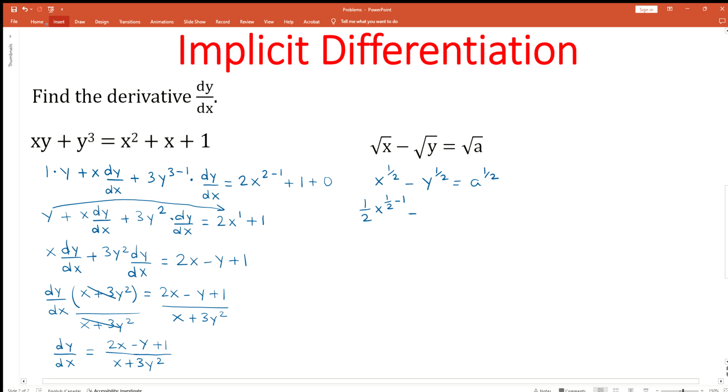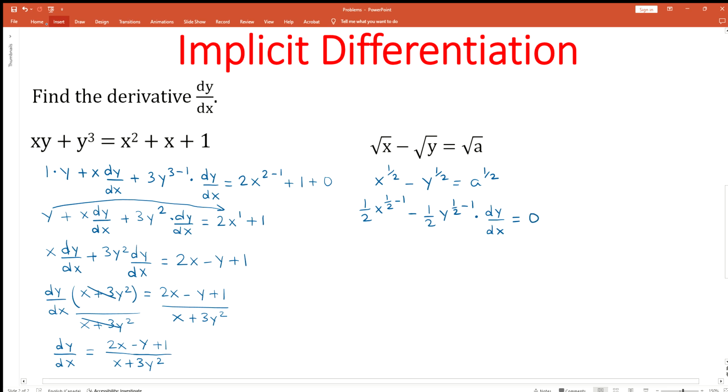Next, we can use chain rule to find the derivative of y to the power half with respect to x. The inner function is y, the outer function is the exponent half. We should start by finding the derivative of the outer function. We should use power rule. We should move the exponent half to the front of the term and subtract 1 from half times the derivative of the inner function. The derivative of y with respect to x is dy over dx. A is a constant, so its derivative is equal to 0.